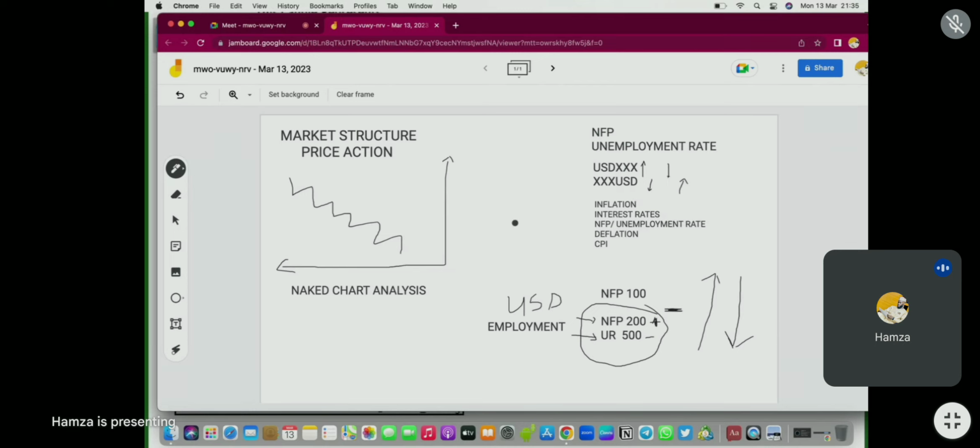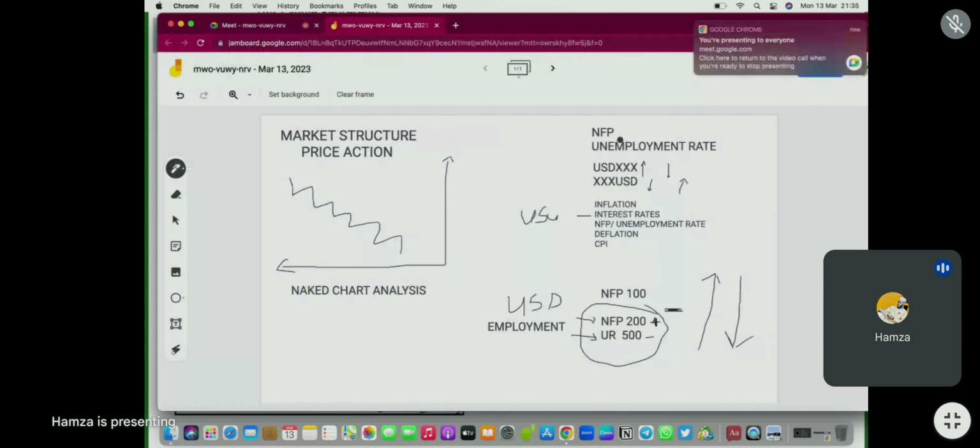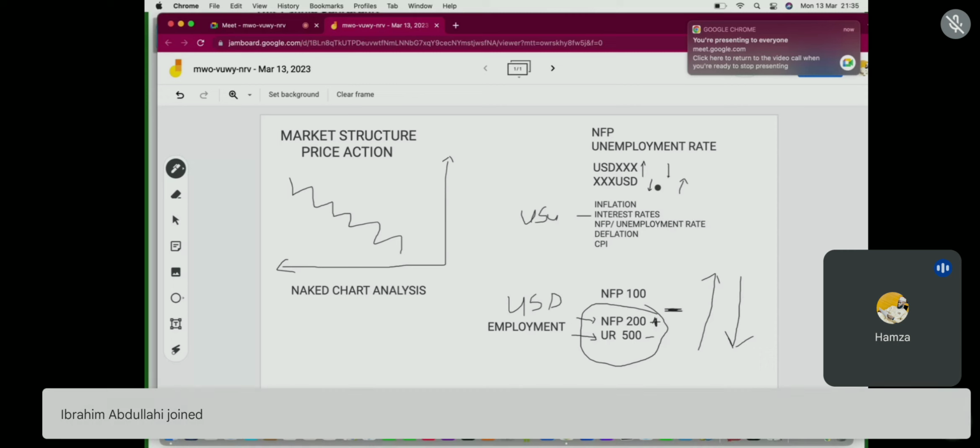I explained what interest rate is the other time. It's simply another fancy term for usury. So I give you credit, but I charge you for the credit. I give you a loan, I charge you for the loan. You pay extra commission for the loan. So the United States said it was going to increase its interest rates.